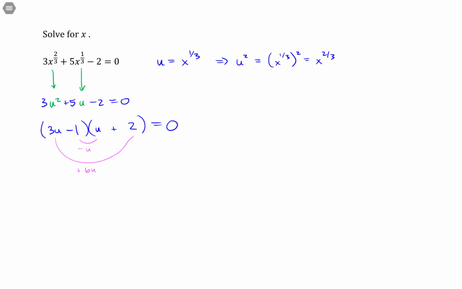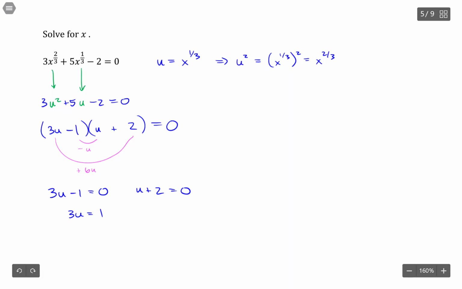Now, I have two linear factors whose product is 0, so I can set each one of those linear factors equal to 0 separately and solve them individually. So 3u equals 1, or u equals 1/3, and u equals -2.